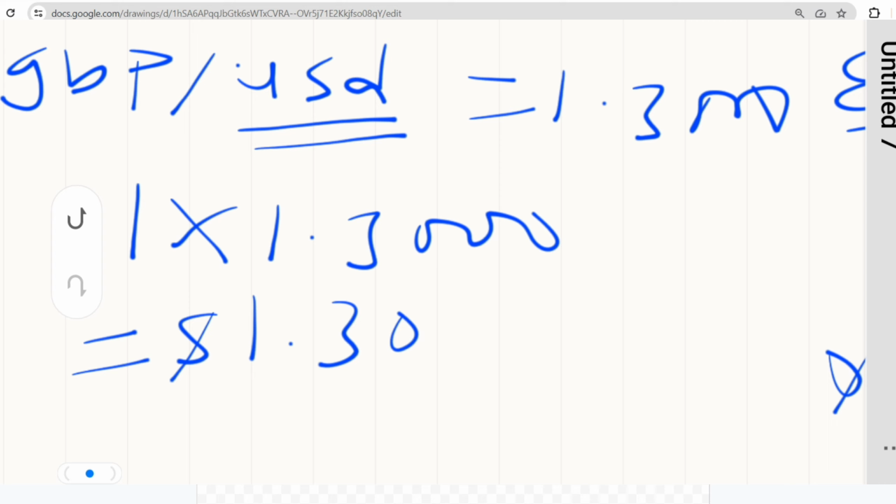So I hope you understand the reason why we have to convert to USD, because your account is funded in USD. That means every amount that you make, they pay you in USD. Every amount that you lose, they charge you in USD. That's why we have to convert it to US dollars.